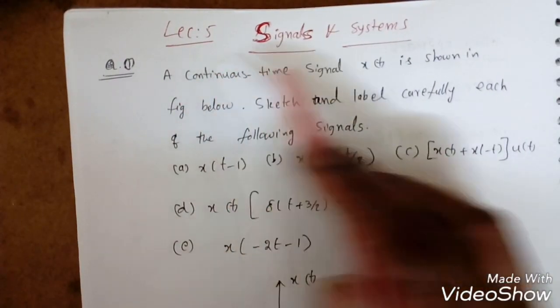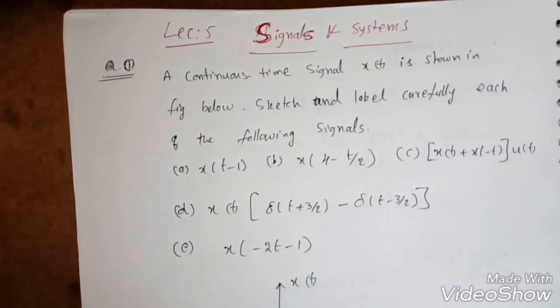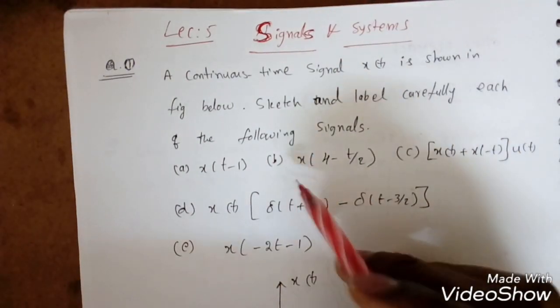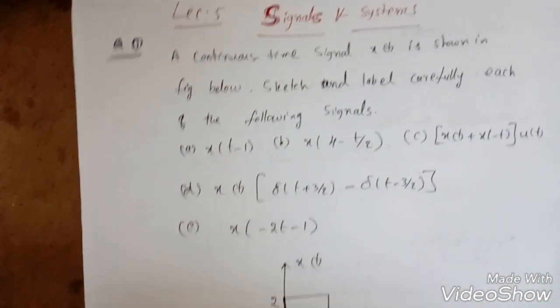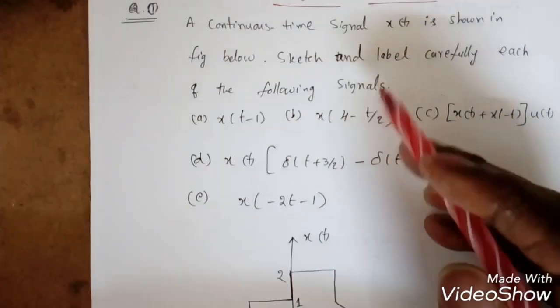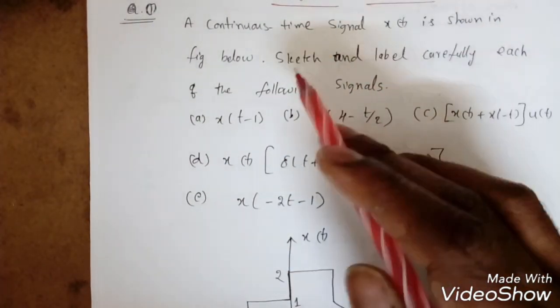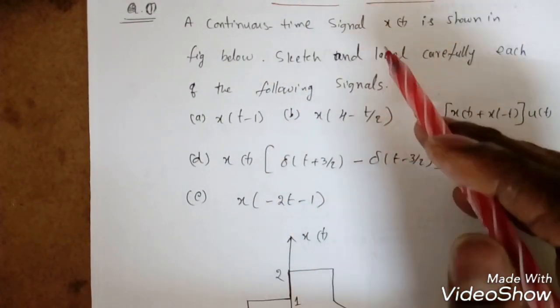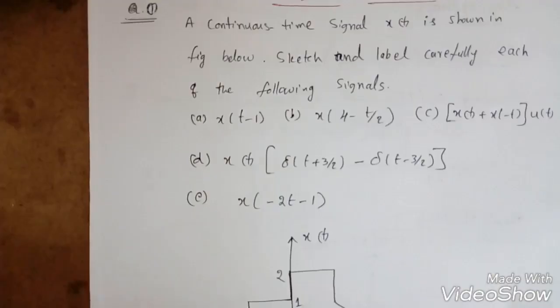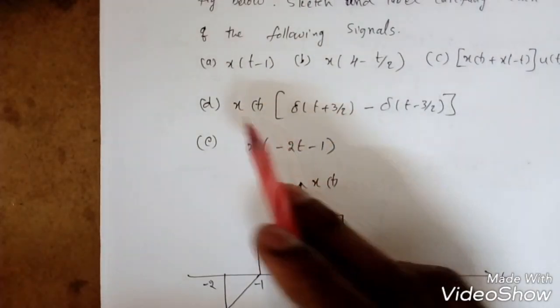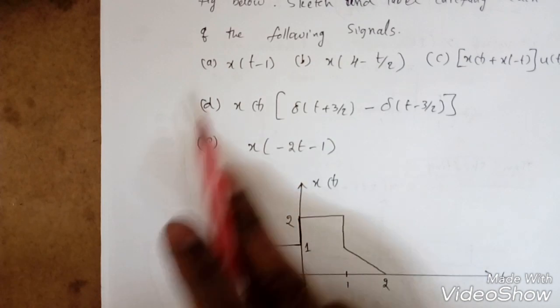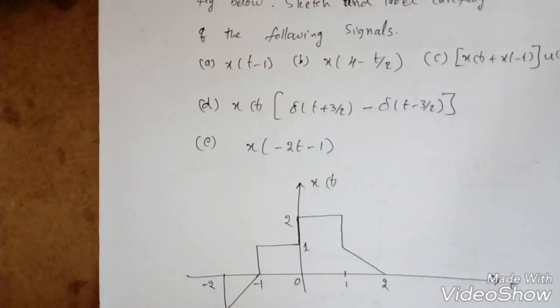This is lecture 5, signals and systems. Now in this lecture I'm going to solve the two problems on operations on signals. So the question is given like this: a continuous time signal x of t shown below. That is, x of t is given, we have to do these operations on this signal, right?